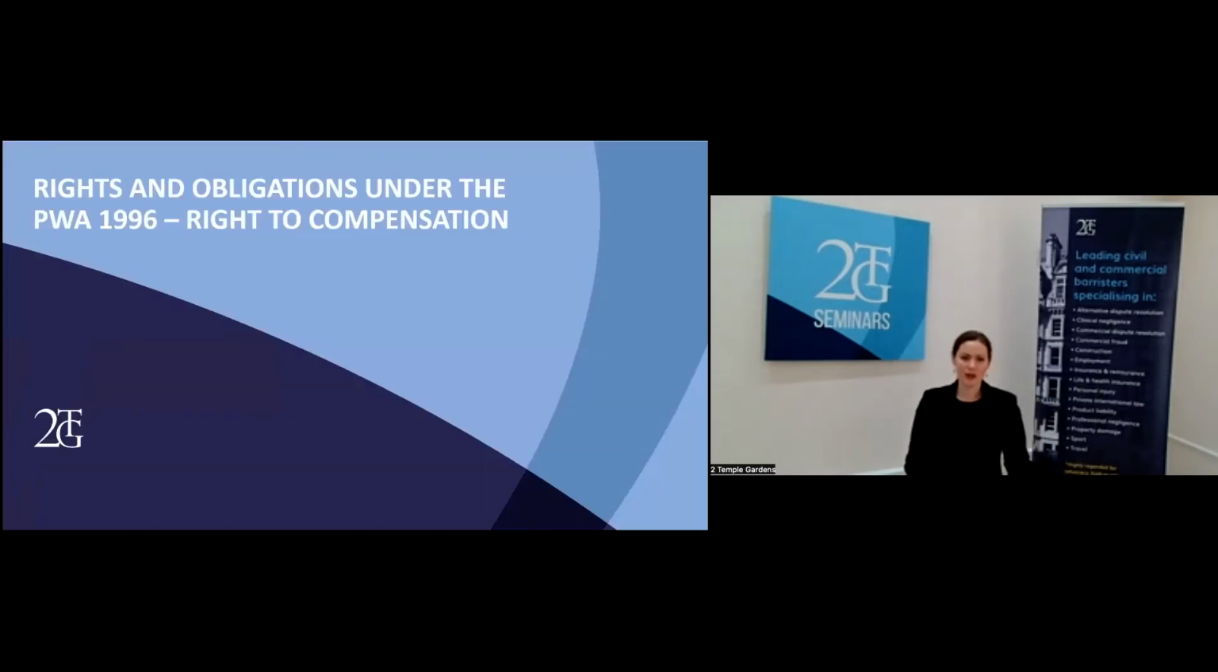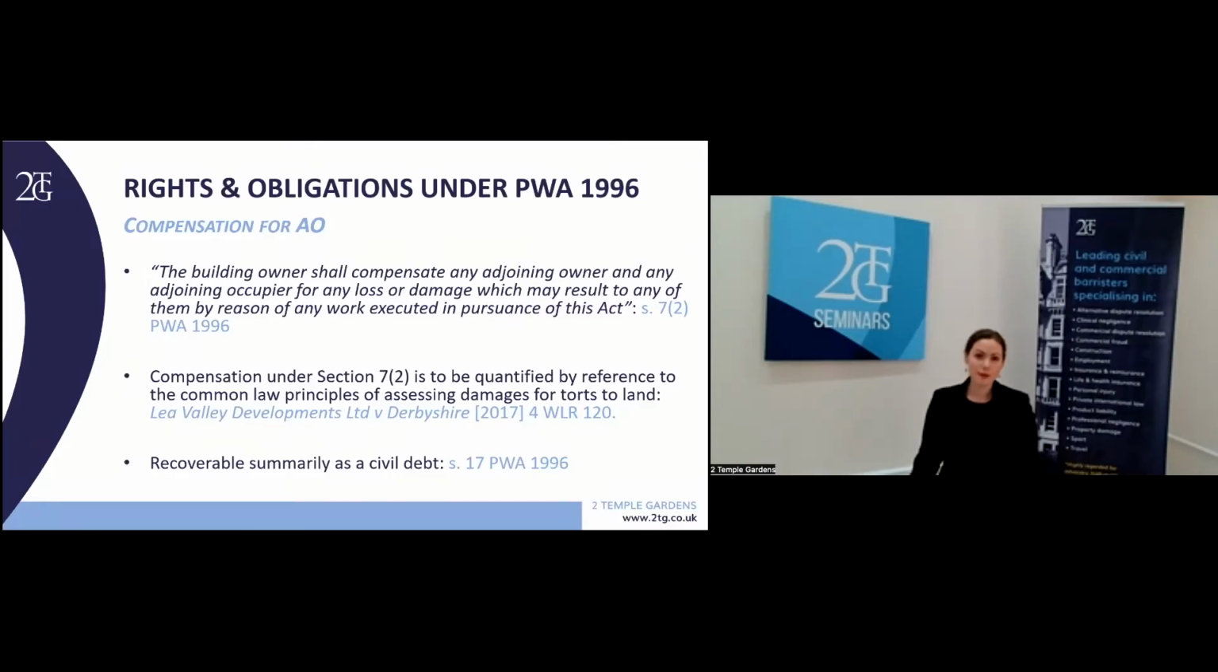So that was a whistle-stop tour of what we could call the threshold requirements of the Party Walls Act. But once a case is safely within the scope of the Act, we need to consider the rights and the obligations that it creates. As with notices and consents, this is pretty comprehensively laid out in the statute, so I'm not going to go through each provision of the Act in turn. Instead, we're going to take a look at the statutory right that perhaps causes most disputes of all, the right to compensation.